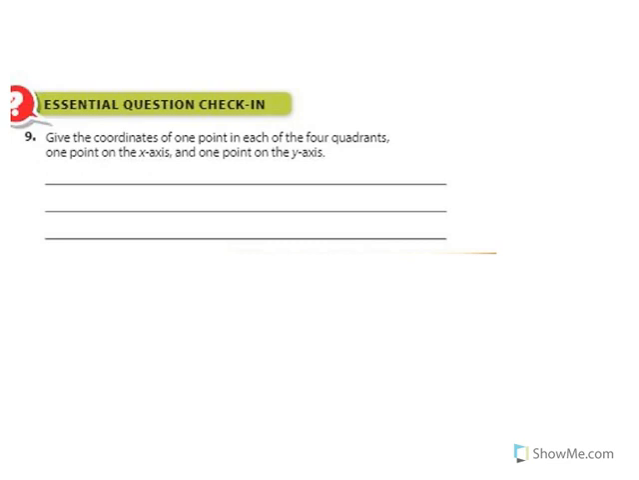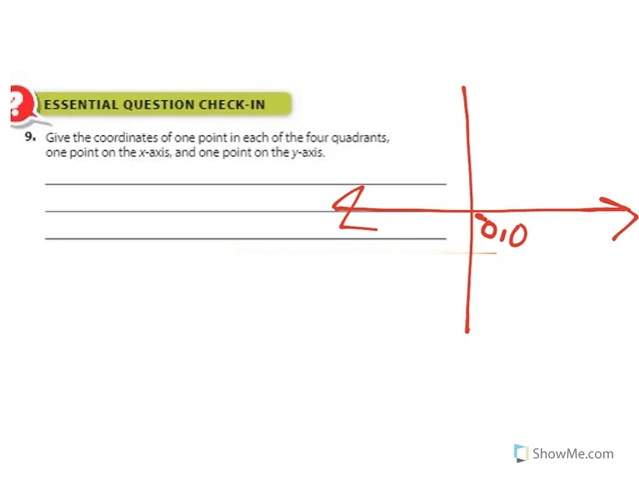Give the coordinates of 1 point in each of the 4 quadrants, 1 point on the x-axis, 1 point on the y-axis. All right, so this is actually good just for you guys to think about. So just give you a moment to do that. I'm drawing my axis one more time. I'm going to label my origin 0, 0 right here.